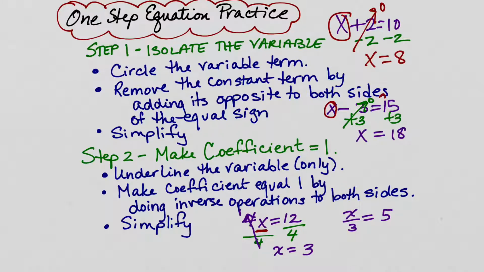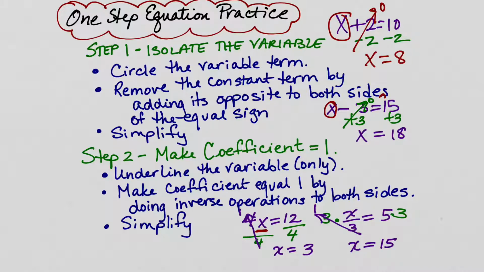But if I want to undo a divide by 3, the inverse operation for division would be multiplication. So I would have to multiply both sides by 3. When I did that, this 3 and this divide by 3 would be paired together, and 3 divided by 3 is the number 1. So that when I simplify this expression, I would get x equals 5 times 3, which is 15.